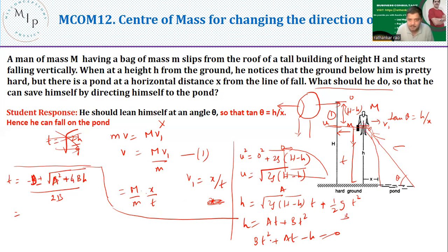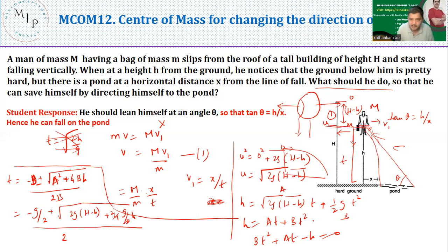Okay, so now b. What is b here? The value of b is half g, minus g by 2. Am I doing it correctly? Yes, minus g by 2 plus square root of a square. What is a square? A is so much. This should be square root of 2g into h minus h, plus, once again, plus 4 into b. What is b? B is g by 2. G by 2 into h. So these 2's are divided by 2b.